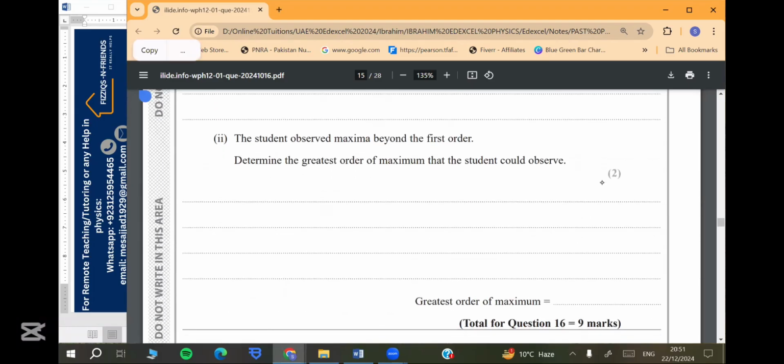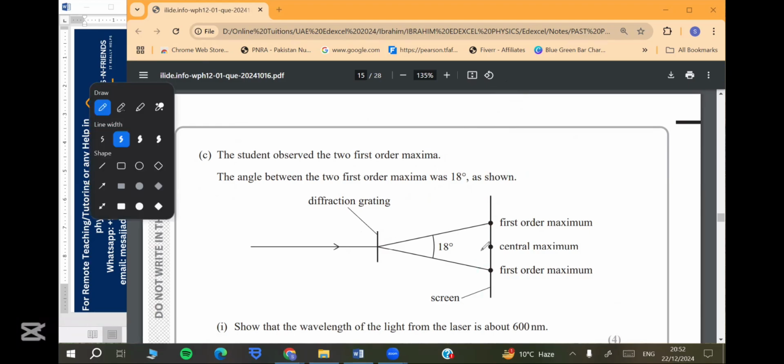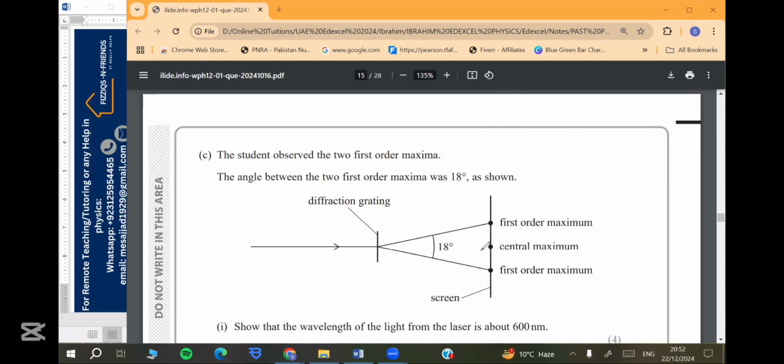The student observed maximum beyond the first order. Determine the greatest order of maximum that the student could observe. Okay, so they're saying you're not up till here, you're seeing something here, here, here, so many orders, right? So n equals 2, n equals 3, and so on. They're asking you, tell us up to how much value of n you see the diffraction pattern on the screen. Well, for that, again, it's not that difficult.